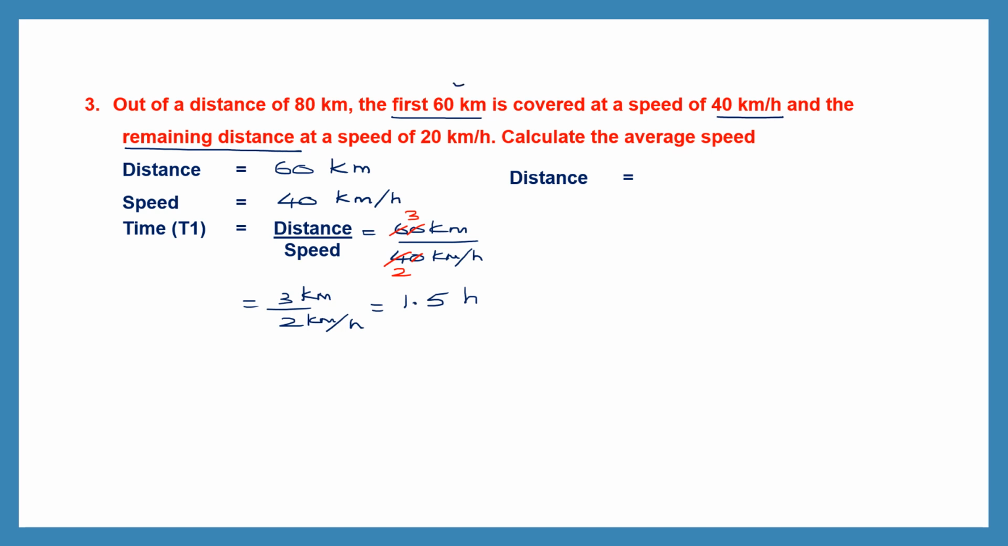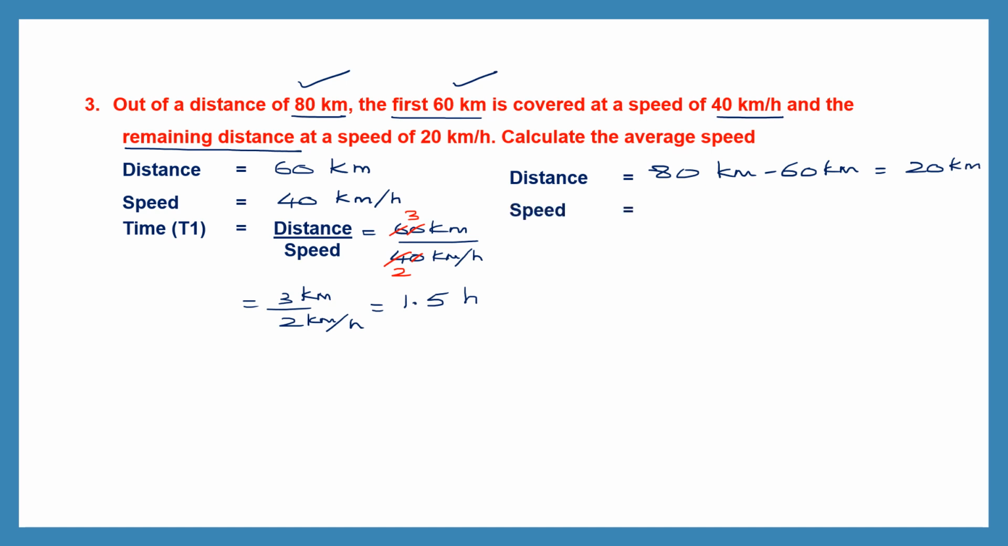The first part, the distance was 60 and the total distance is 80. So the remaining distance will be 80 kilometers minus 60 kilometers. And how much is that? 80 minus 60 is 20 kilometers. So that is the distance.